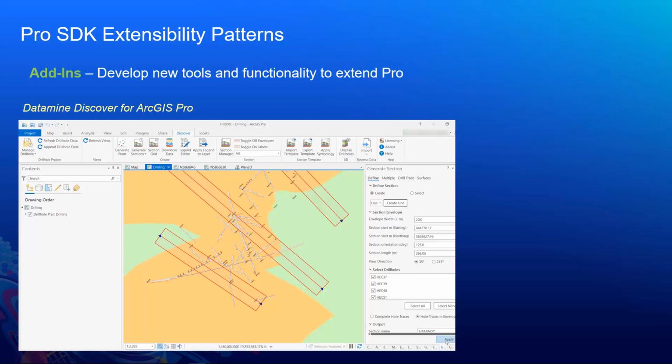I just want to show you here a couple user interfaces from a couple of our business partners who have developed products using add-ins. The first here is DataMine and their Discover for ArcGIS Pro add-in. As you can see, it has created a brand new tab on the ribbon. This one is called Discover, and all of their tools have been organized here into different groups. All of these are new tools, and here they have a custom doc pane that's also been created as part of the add-in.